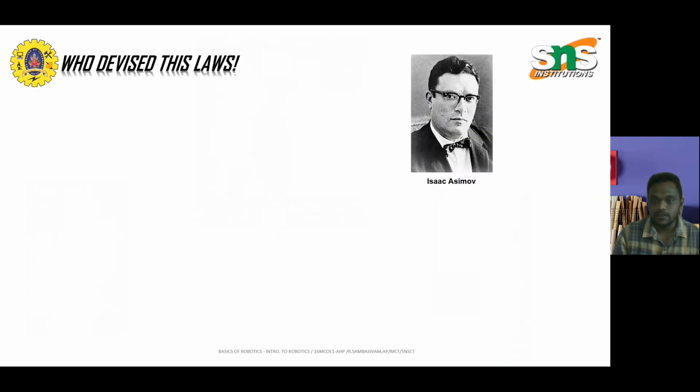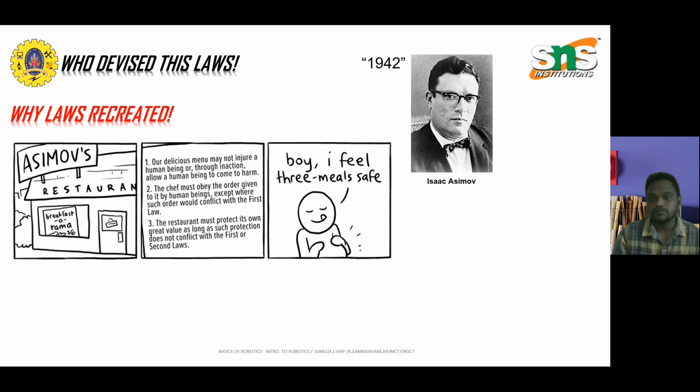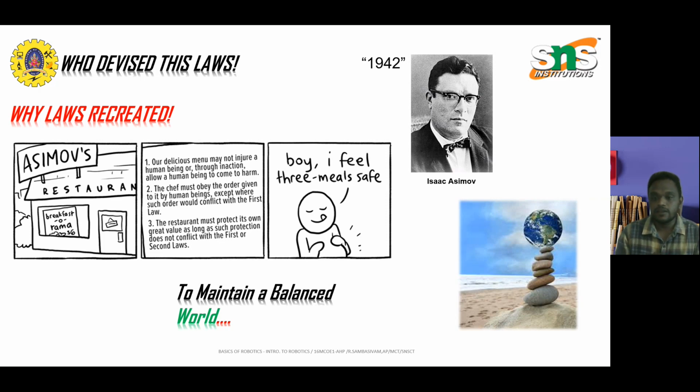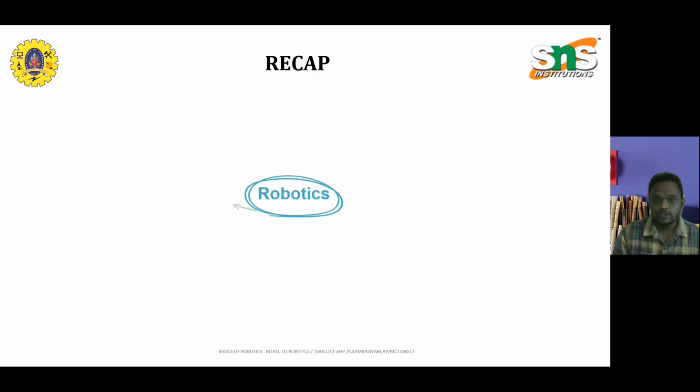Finally, who devised these laws? Sir Isaac Asimov, in 1942. These laws were created so that robots can be used safely in day-to-day life, to improve the human-robot relationship and make the world a balanced world. So these are the different things we have discussed.